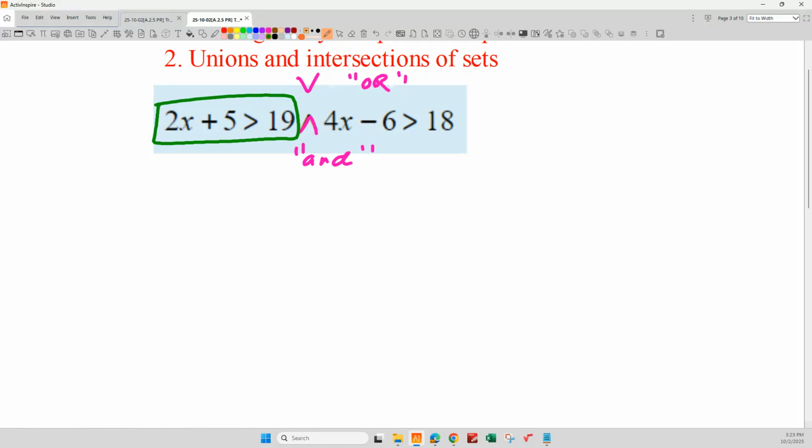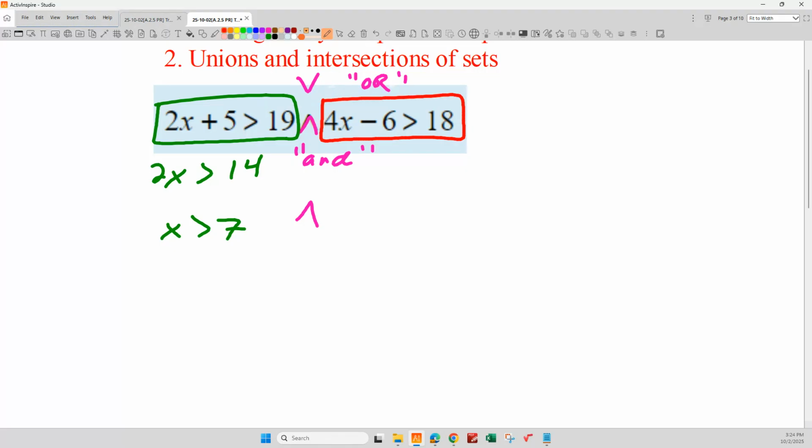What are the two steps in order to solve for x? Everybody? Well, what do you do first to isolate? Subtract 5 and then divide by 2. Okay, so if I subtract 5, I get 2x is greater than 14. Divide by 2, and I get x is greater than 7. Okay, x is greater than 7. And how about the other side?